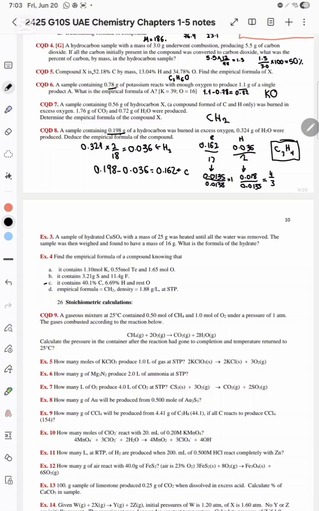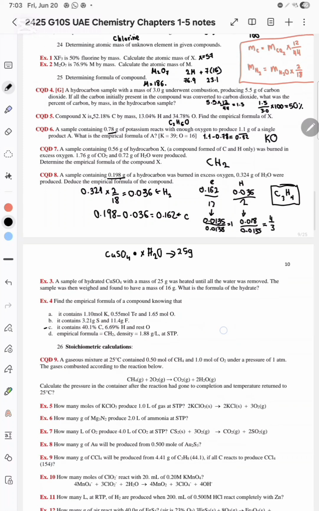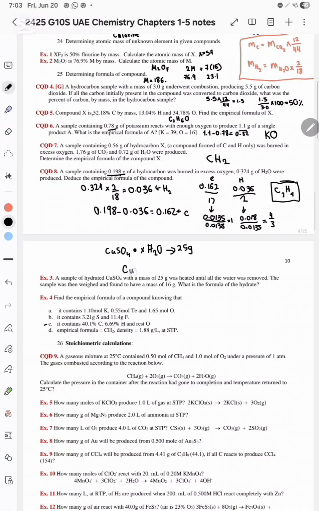So a sample of hydrated CuSO4 with a mass of 25 grams. You're going to say, okay, so its mass is 25 grams for CuSO4. Wrong. Hydrated CuSO4, so it's chemically combined with water. CuSO4 dot X H2O, because we don't know how much water yet. This weighs 25 grams. It was heated until all the water was removed. After all the water was removed, it has 16 grams. So CuSO4 normal is 16 grams.